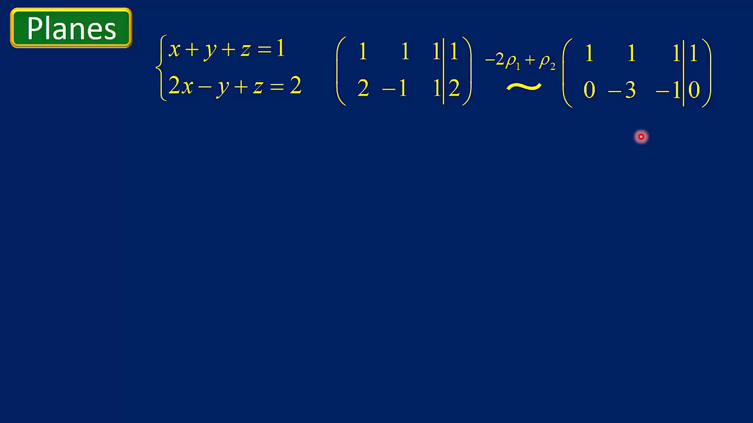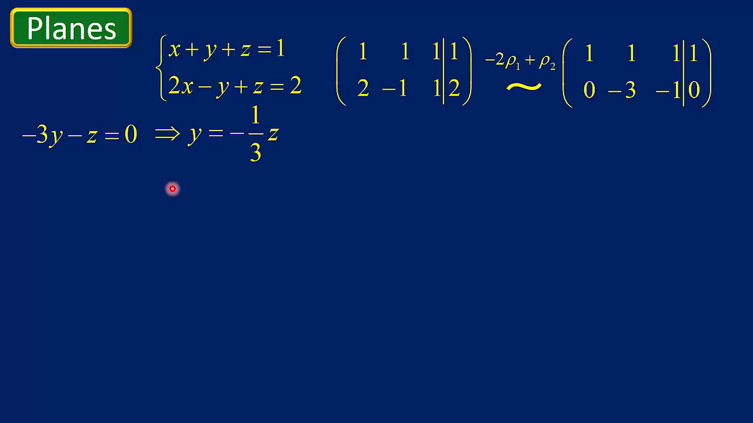we're at a point where I really don't need to go any further. This is about the best I can do with this, because notice what I've done here is I've eliminated the x down here, and here is what I have. I have -3y minus z equals 0. Okay? That means that y is equal to -1/3 z.